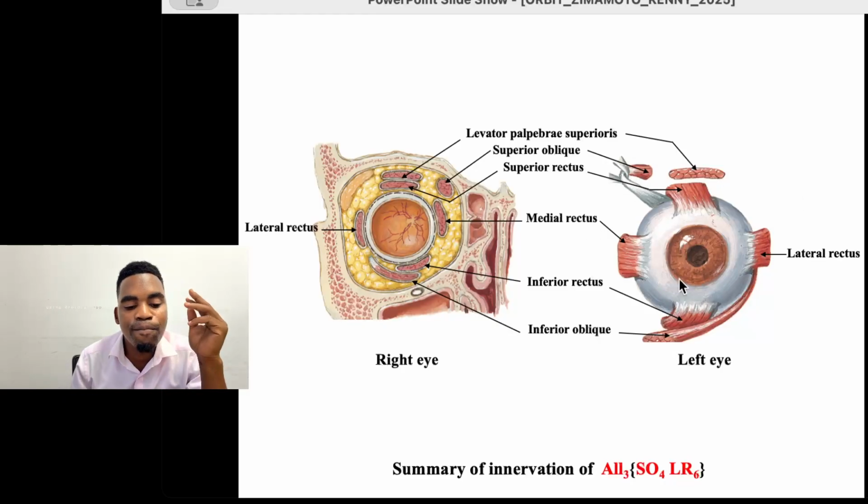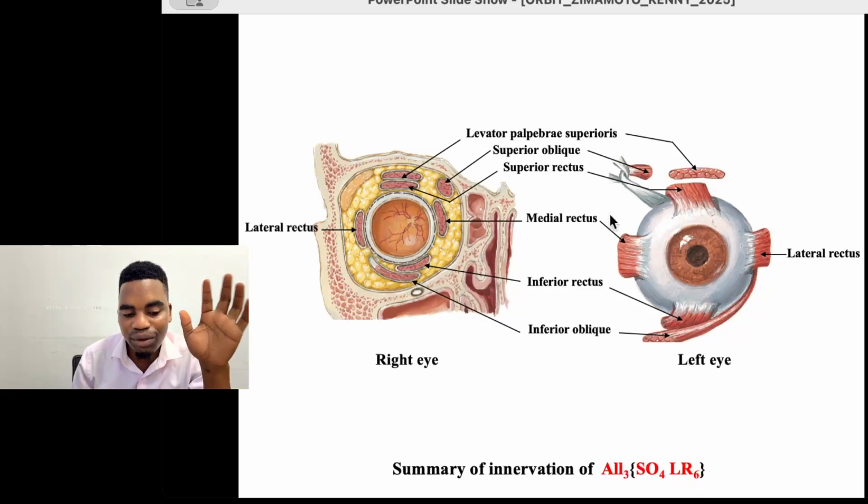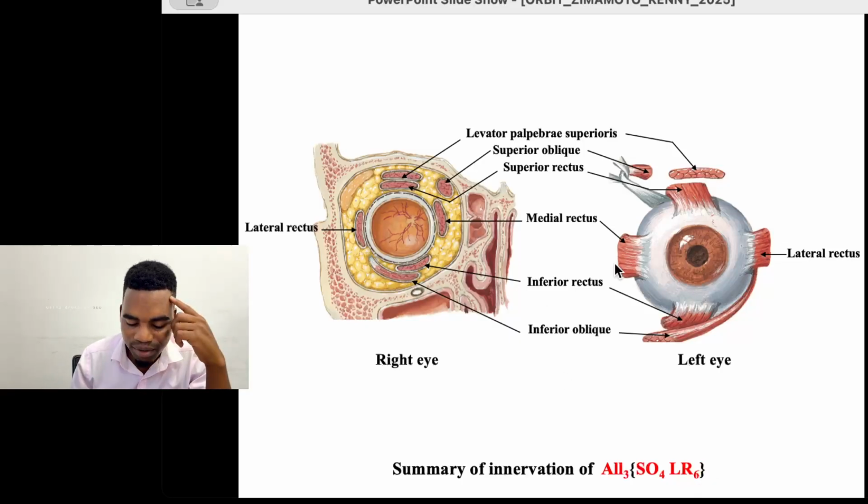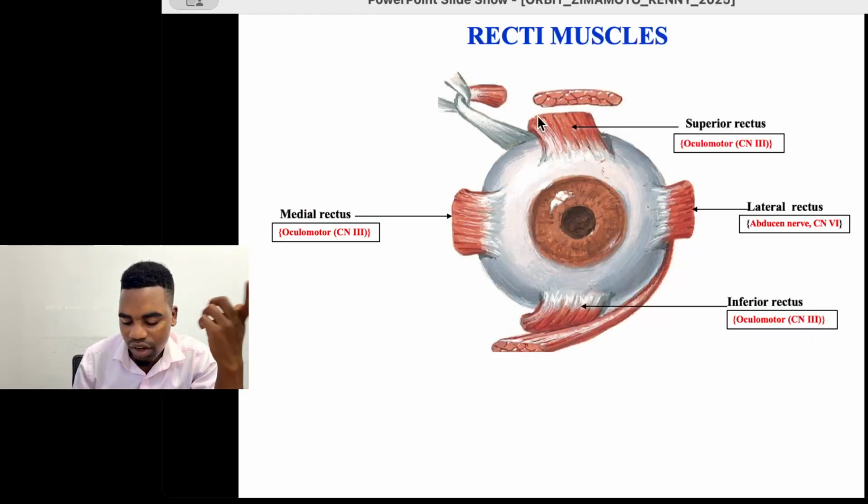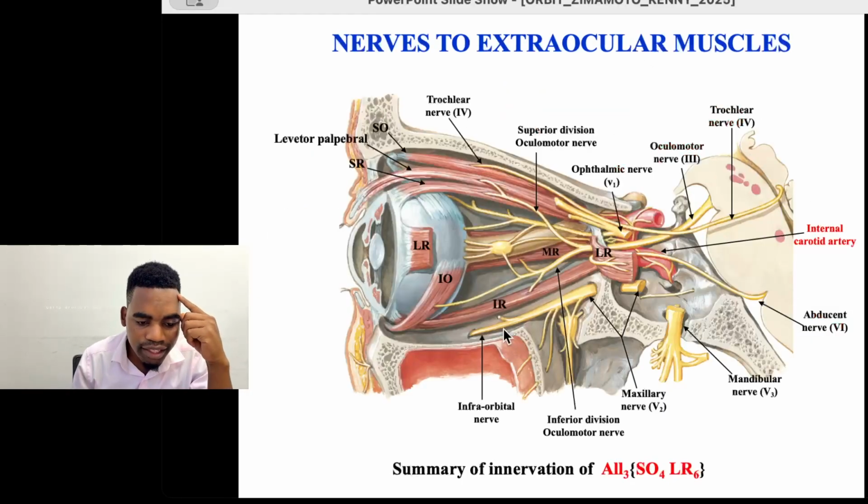What is the nerve supply to these muscles? This is easy because all these muscles are supplied by the oculomotor nerve, which is cranial nerve 3, with the exception of the superior oblique muscle, which is supplied by cranial nerve 4, the trochlear nerve. The lateral rectus is supplied by the abducens nerve, which is cranial nerve 6. These are the muscles in different pictures, and these are the nerves supplying them. They might look scary, but don't worry about them.